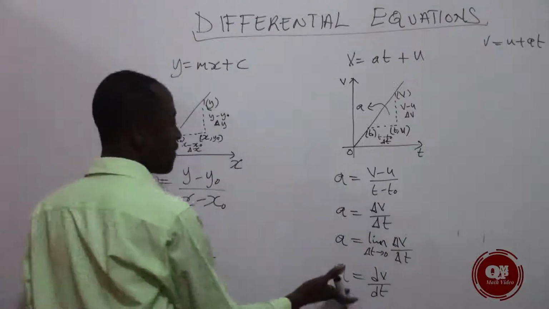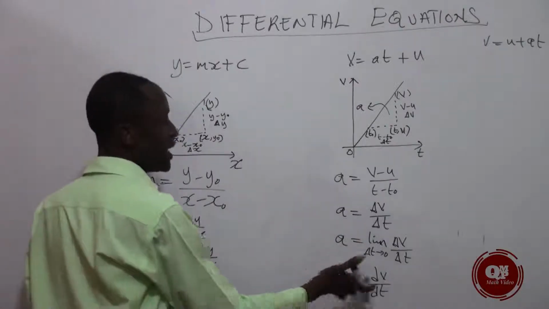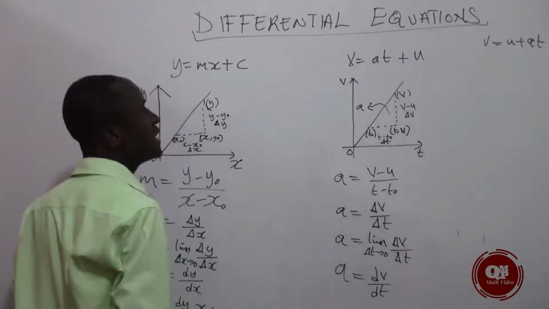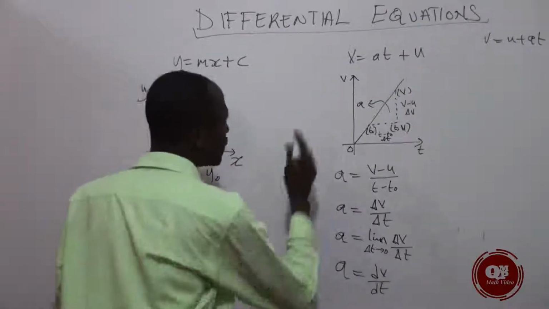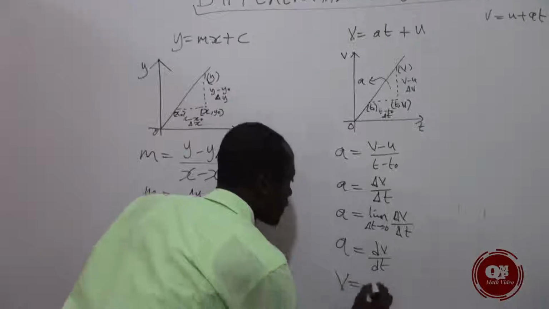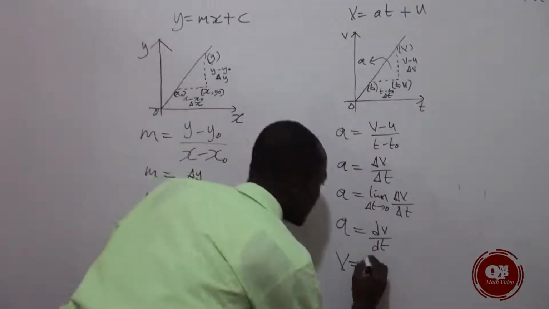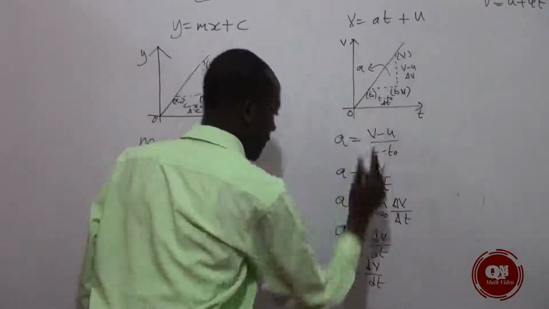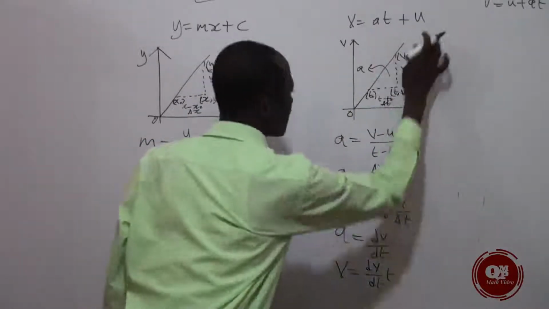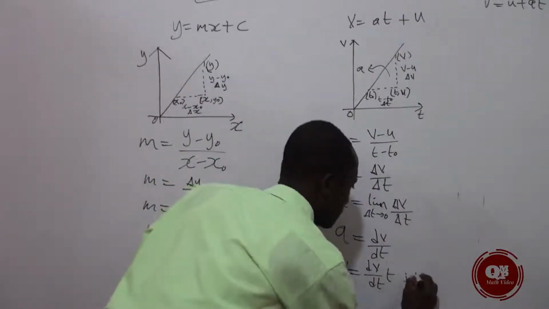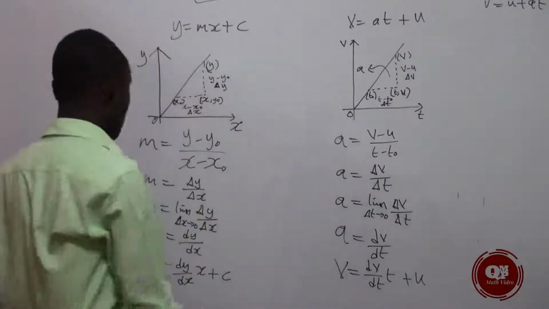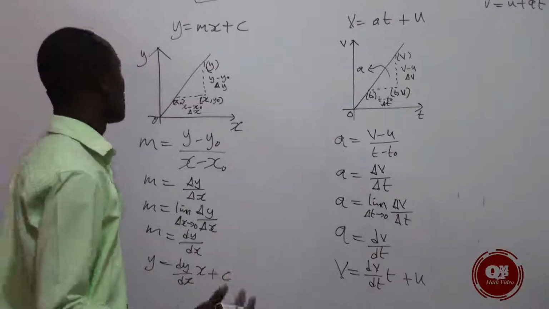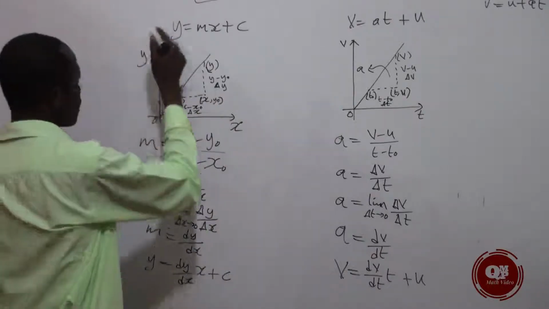Yes, now that we have our acceleration in this form, the dV out of the dT, we can rewrite the whole of the first equation of motion. That happens to be V is equal to our A, that is the dV out of the dT, and then we have our T, and then plus U. Yes, this is the different way by which we can write our Newton's first equation of motion. So now let's take note of this.